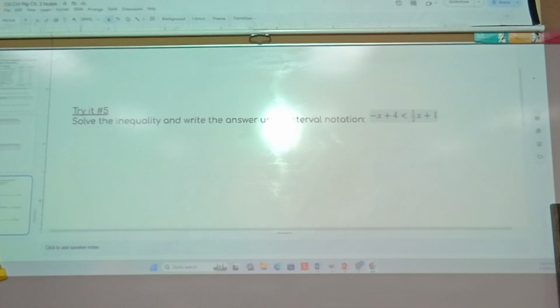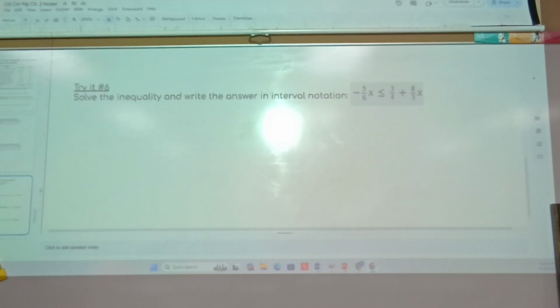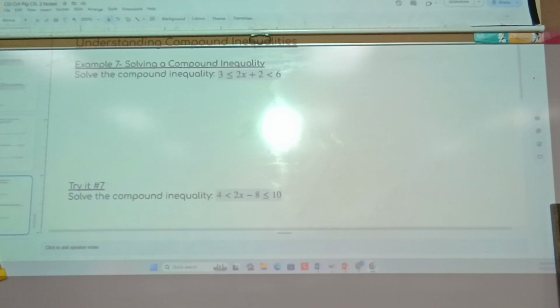All right. I'm actually going to skip this page for right now because I don't want to deal with fractions. We're going to do compound inequality. So we're on the back of the second page. And then I'm going to go freestyle for about 10 minutes.